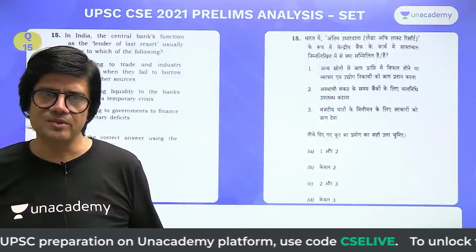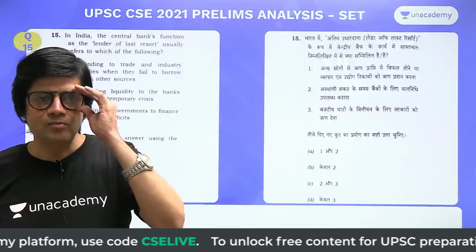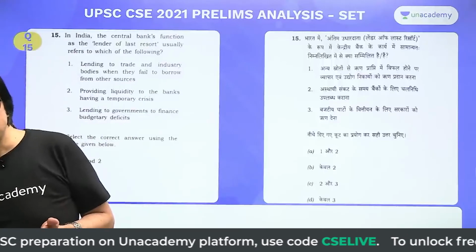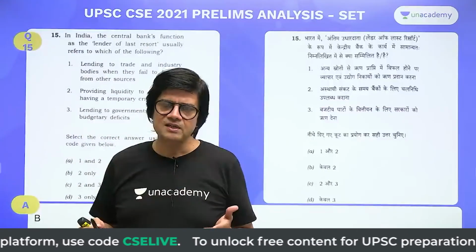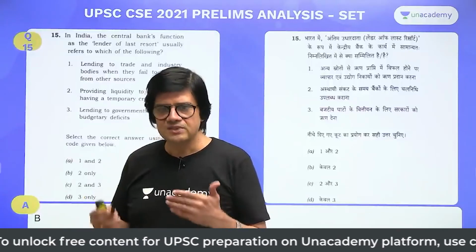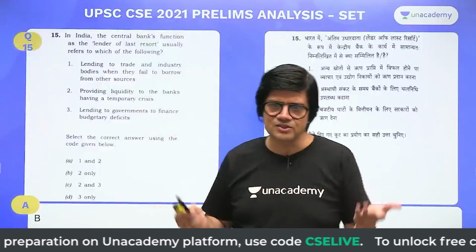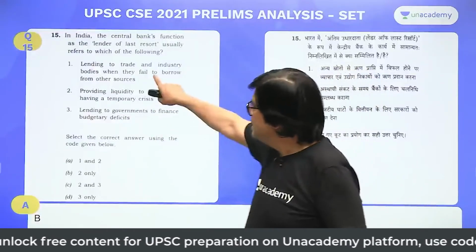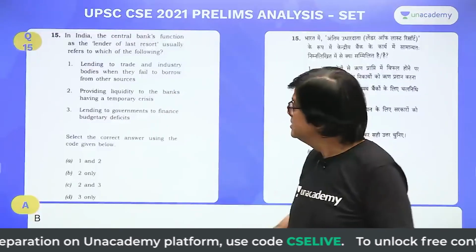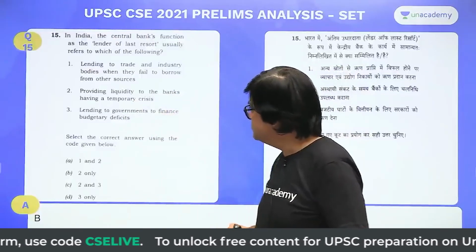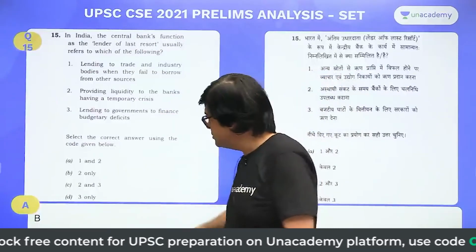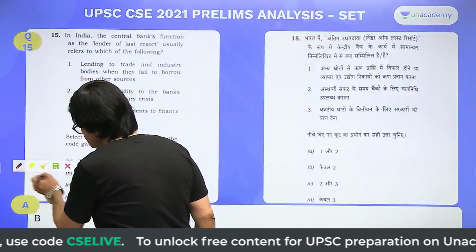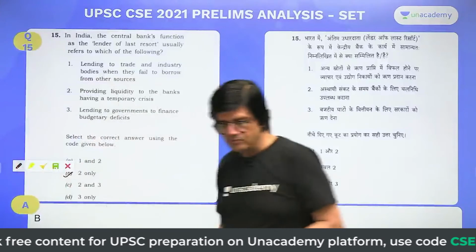Of course, the RBI, in tandem with the government policy, has to find the solution of the fiscal issues, may it be the fiscal deficit or the budgetary deficit or anything concerned with the fiscal policy of the government. So they have to work together in tandem and find the solutions of those things. So this question is also based on a fundamental concept. Here it will be providing liquidity to the banks having a temporary crisis. Therefore, option B, that is the second statement, would be the right answer.